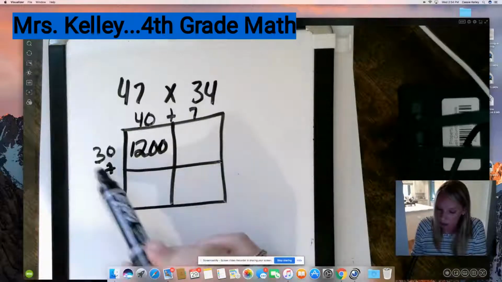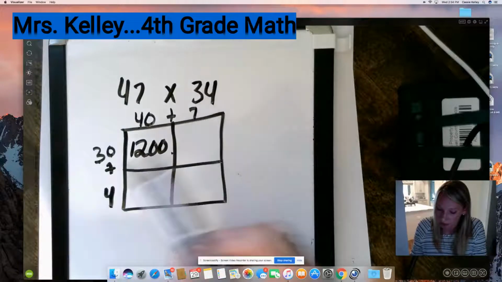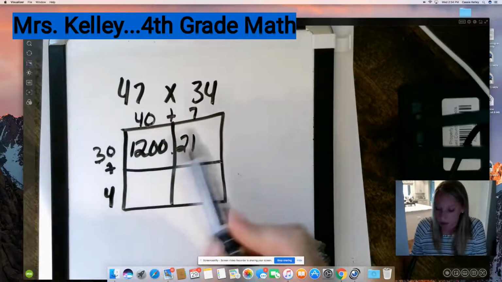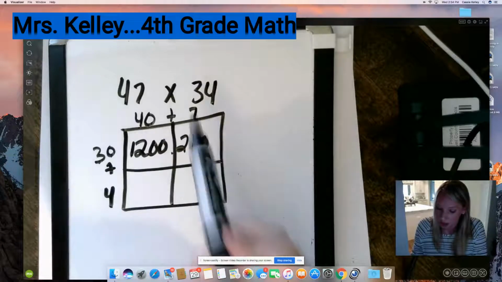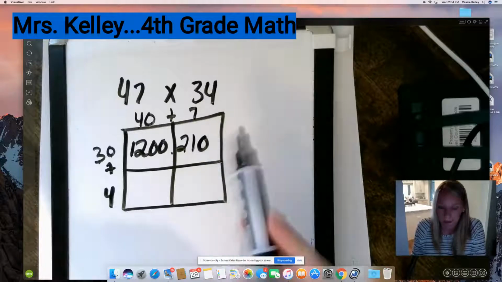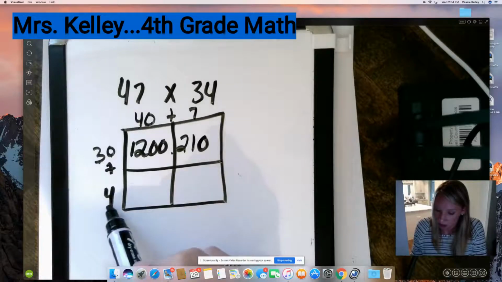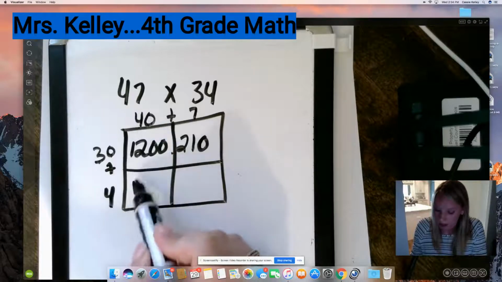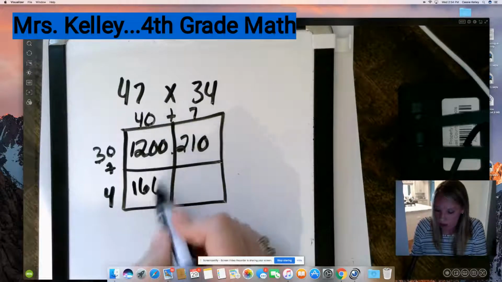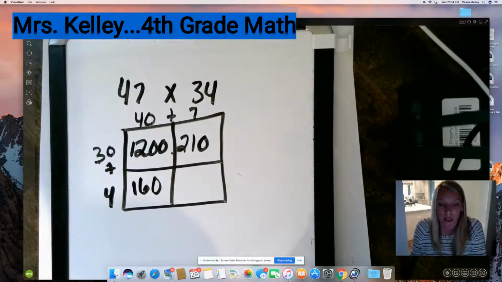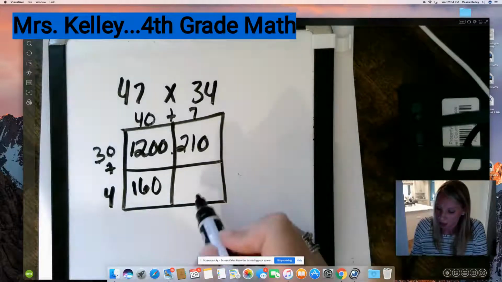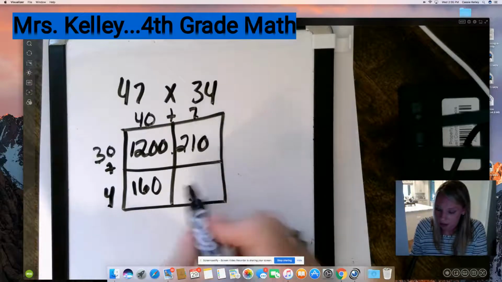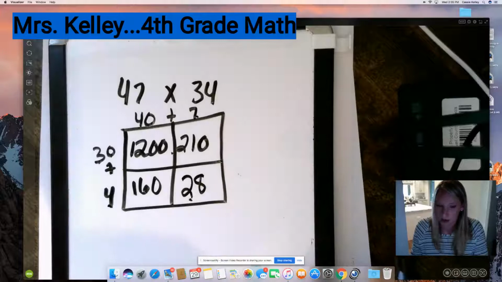Now I'm going across the box. 30 times 7. 3 times 7 is 21, and there's 1 zero in this problem. So 30 times 7 is 210. Now I'm coming down here. 4 times 40. 4 times 4 is 16, and there's 1 zero in this problem. So 4 times 40 is 160. Now I'm coming across. 4 times 7 is 28.